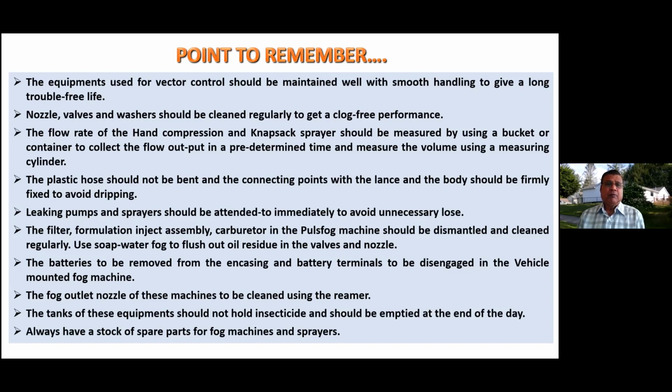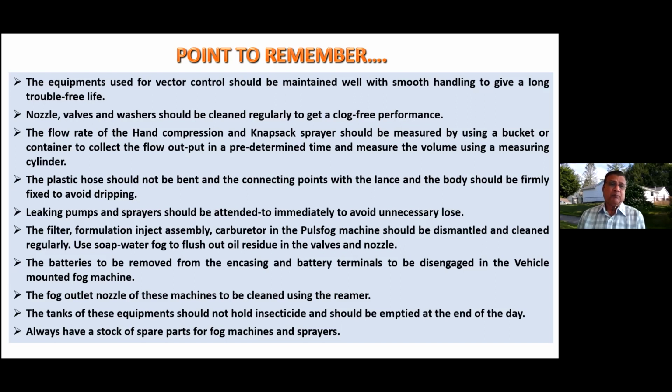Flow rate of the hand compression and knapsack sprayer should be measured by using a bucket or a container to collect the flow output in a predetermined time and measure the volume using a measuring cylinder. This should be done regularly to see whether the compression or the air speed is more or less and the nozzle is working okay. So you will have to measure it by spraying in a bucket and then measuring it using a measuring cylinder.